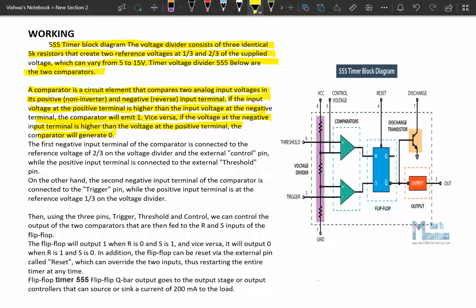Okay, so instead of reading this, I am going to explain the whole steps by using the block diagram. Now take a screenshot for your reference, for note purposes. Then I will go to the working of this 555 timer.